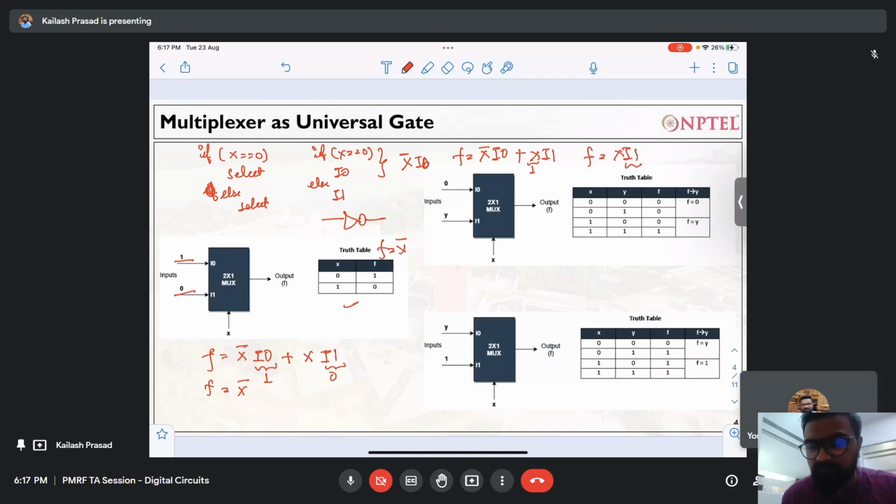Yes, sir. Sir, please use K-map. Please explain using K-map. So you want it using K-map? Yes, sir. That can also be done.